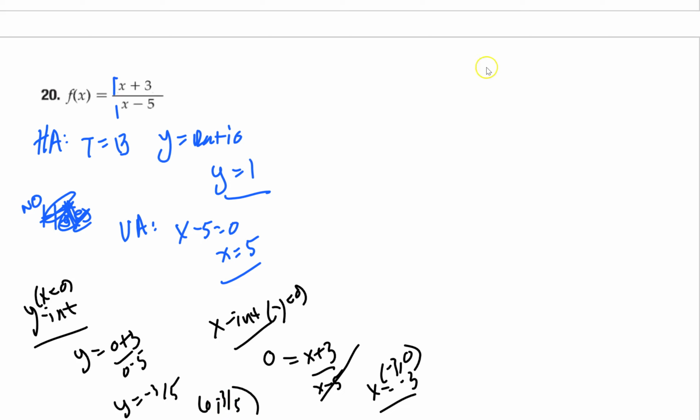And now once you have all that, we can just graph it. Again, always start with asymptotes. So y equals 1, like this. X equals 5: 1, 2, 3, 4, 5.